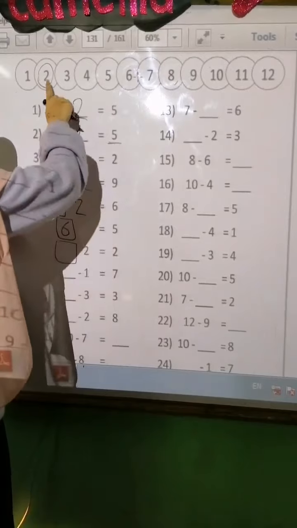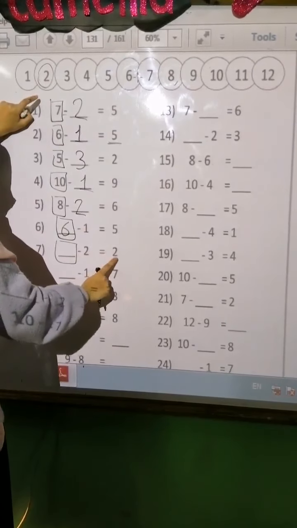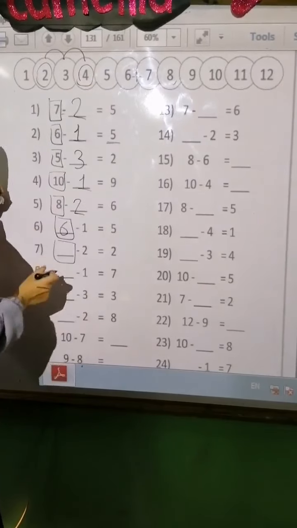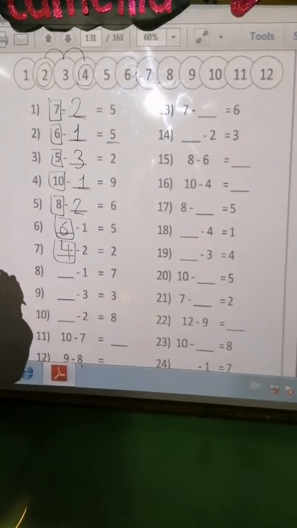Go forward. How many steps? 2. 1, 2. The answer is 4. 4 minus 2 equals 2.